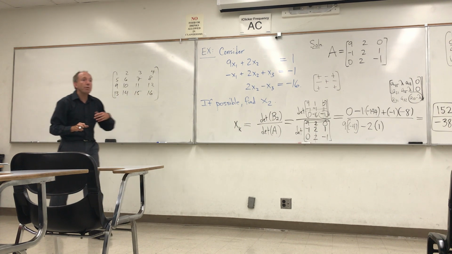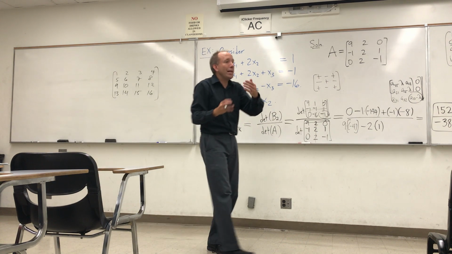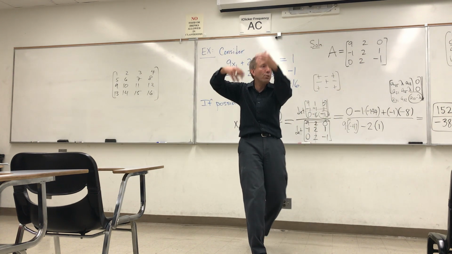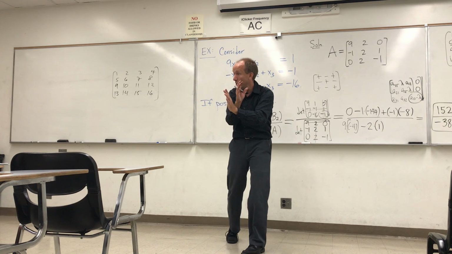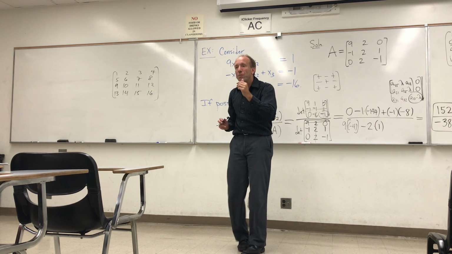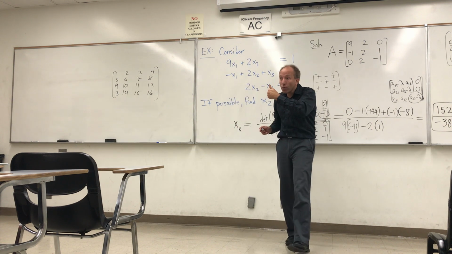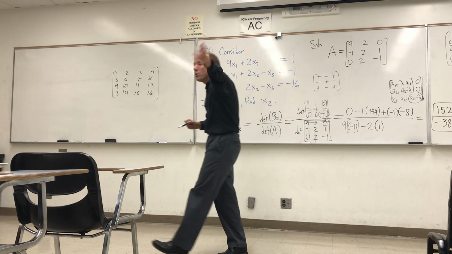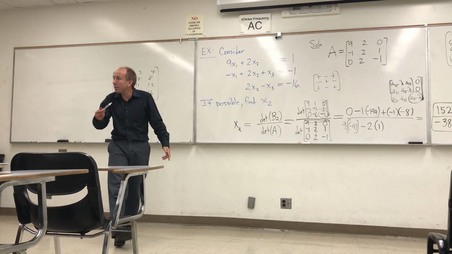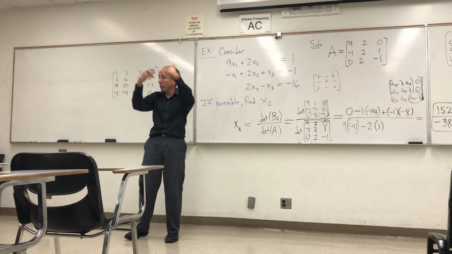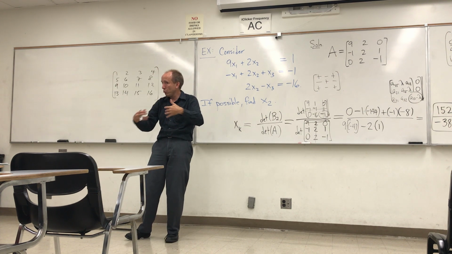So this means I need everybody to be comfortable with how the EROs affect the determinant. If you switch two rows of a matrix or two columns, you pick up a minus sign. There's a sign change. If you multiply a row through by a constant, the determinant will also multiply through by that same constant. And if you add a multiple of one row to another, there's no change.